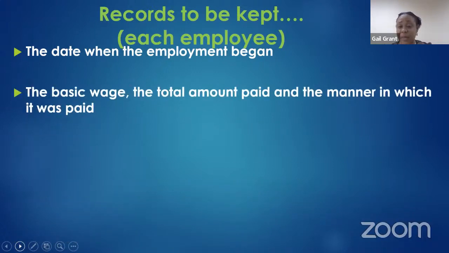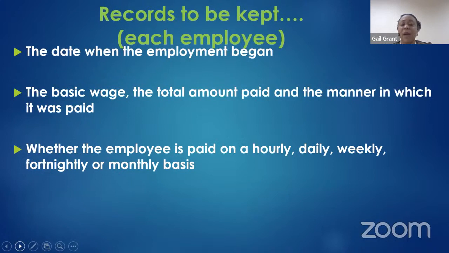Also, the basic wage. So what is the basic wage for each employee? The total amount paid and the manner in which it was paid. This is the information we look for. We also look for whether the employee is paid on an hourly, daily, weekly, fortnightly, or monthly basis. And this is quite important because there is a major difference between an hourly and daily person and a weekly, fortnightly, and monthly person. So we look to see how regularly they're paid, but more importantly is the rate at which they're paid.